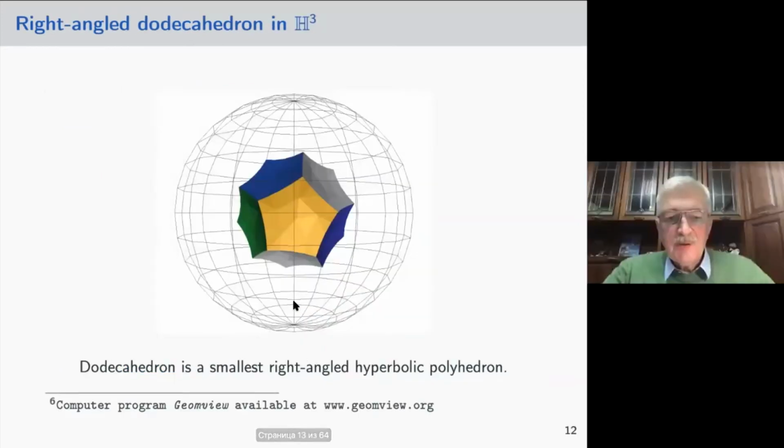And the simplest polyhedron of such type is the dodecahedron, and I use the Poincaré ball model for hyperbolic space to draw it. So it's the smallest in combinatorial type. So in hyperbolic geometry, we cannot have 4-gons if the polyhedron is right-angled. So any face should be right-angled, so it's at least a pentagon.